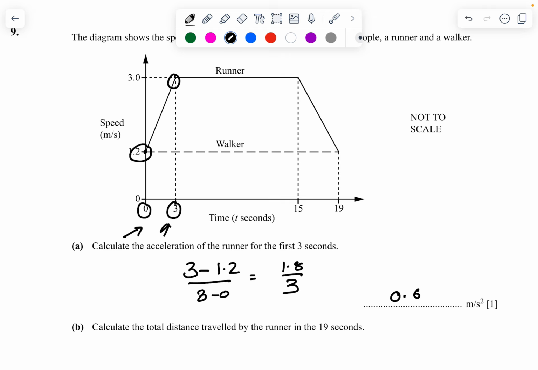Now, next what is being asked? Next it is being asked as calculate the total distance traveled in the 19 seconds. So total journey is for 19 seconds. So now it is being asked what is the total distance traveled in the 19 seconds. So for that, total distance is nothing but what? The area under the graph is going to be the total distance.